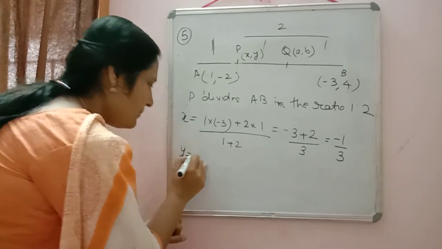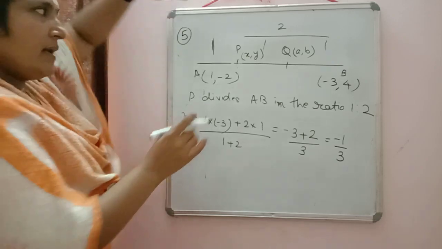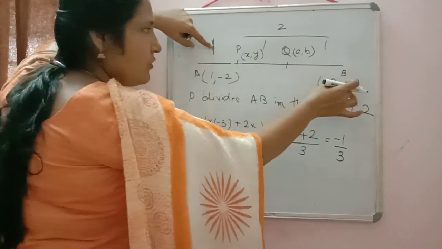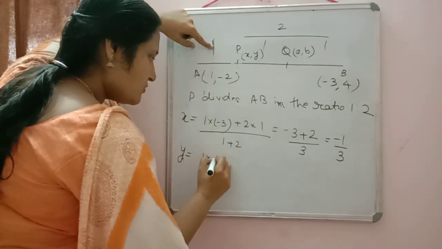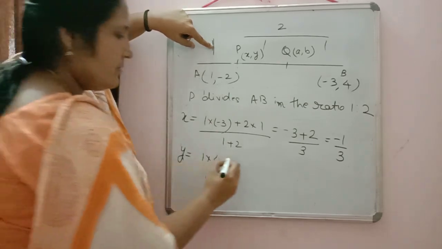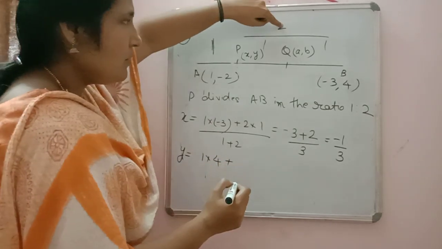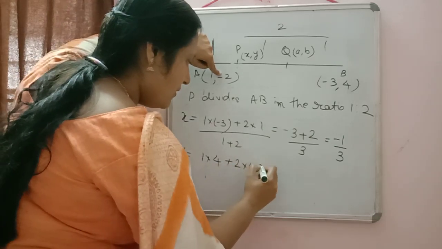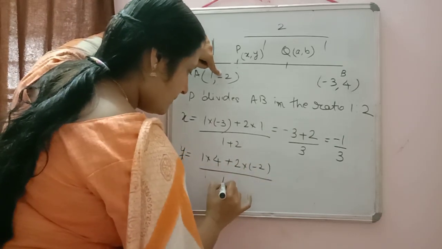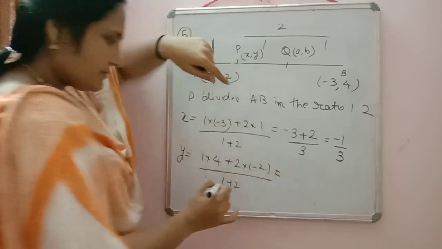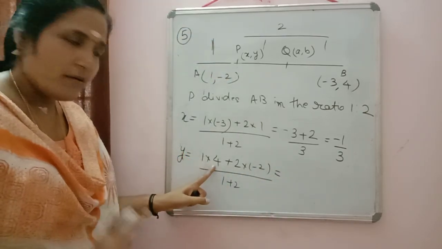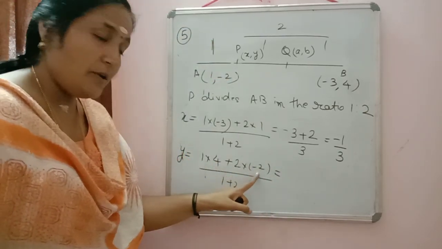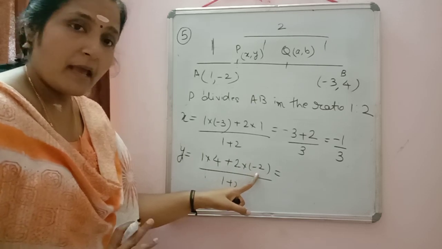Similarly, we will check what will be the y coordinate there. Again, 1 multiplied by the opposite y coordinate. So, 1 into 4 plus 2 multiplied by -2, 2 into -2 by 1 plus 2. 1 into 4, 4 plus 2 into -2, -4.